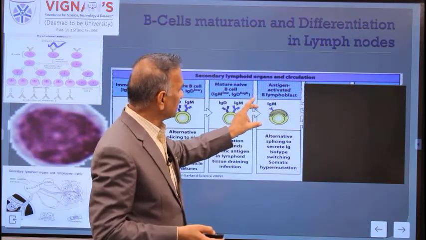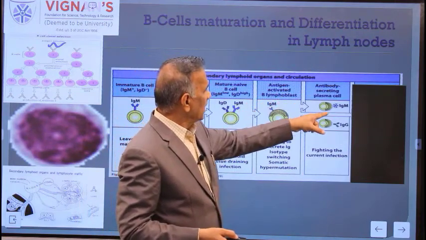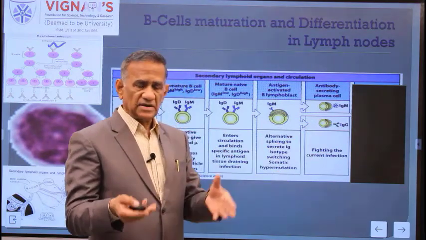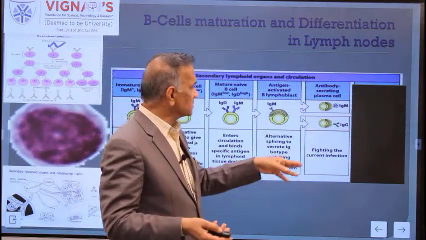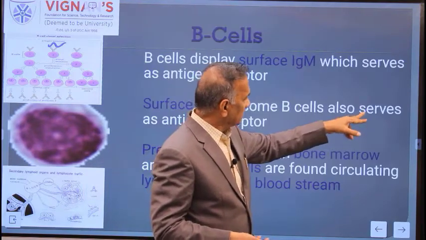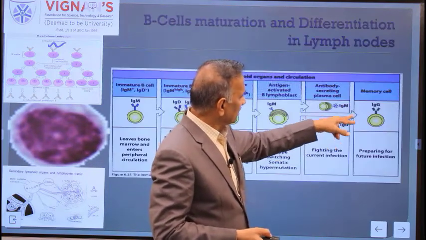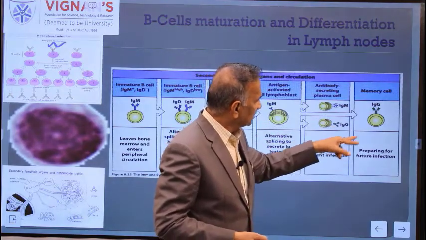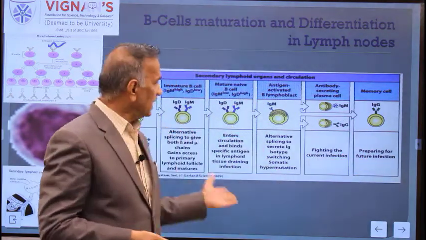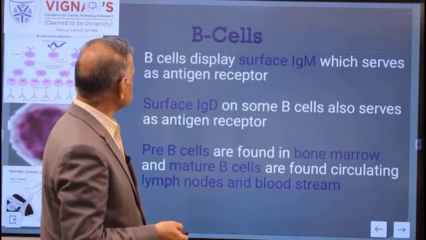Once the B cell gets activated, the B cell gives IgG, immunoglobulin. So these are the immunoglobulins that COVID patients are having. Once the IgG is prepared, there will be a memory cell, and this memory cell is ready for future infection. Like that, the B cell development goes.